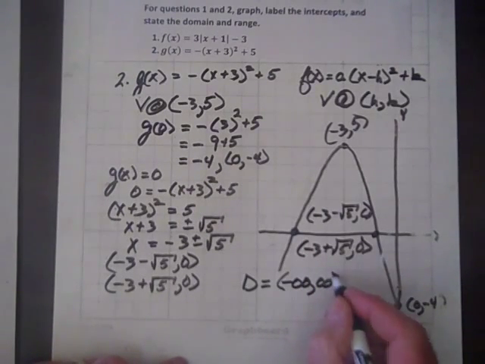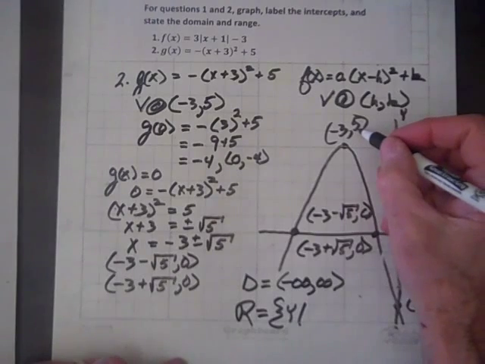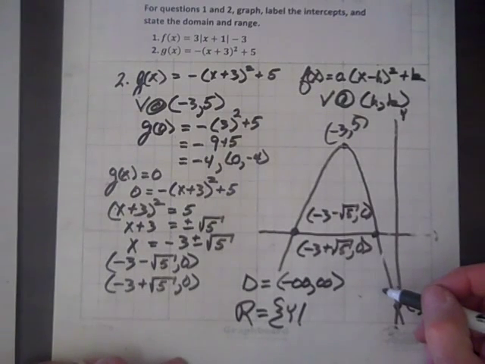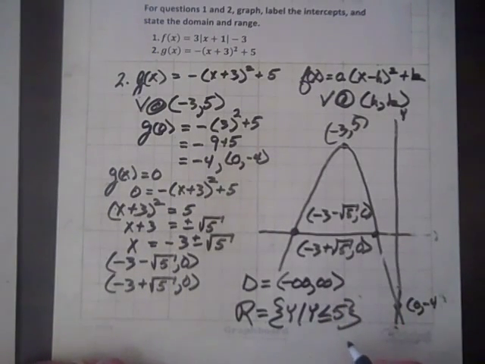The range is going to be y such that, now the maximum y value on this graph is 5. All other y values are less than 5, so y is less than or equal to 5, and we've done the range. In fact, we've done the problem. We are done.